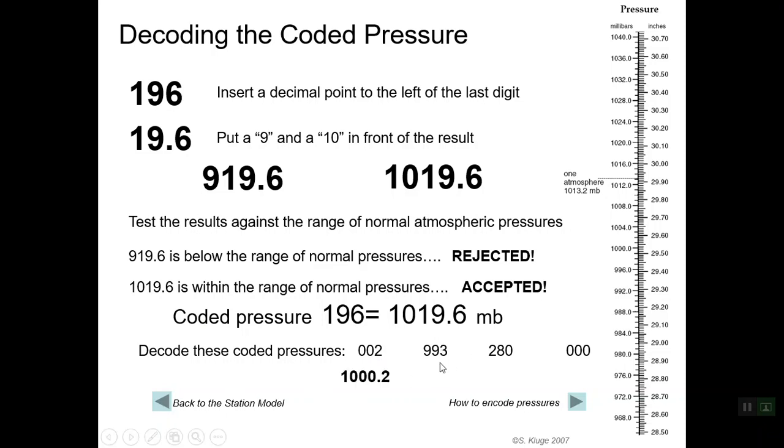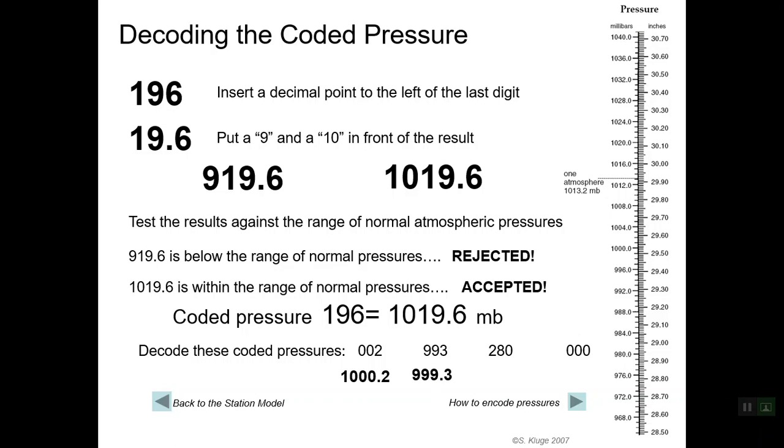All right, let's take a look at this next one. You're going to put a decimal point between the 9 and the 3. Now you have to put a 9 in front of it or a 10 in front of it. 999.3, that could be, because that puts you in the normal range of air pressure. Or 1099.3. Oh gosh, no, that's way too high. That's off the normal range. So the answer would be 999.3. All right, so far so good.